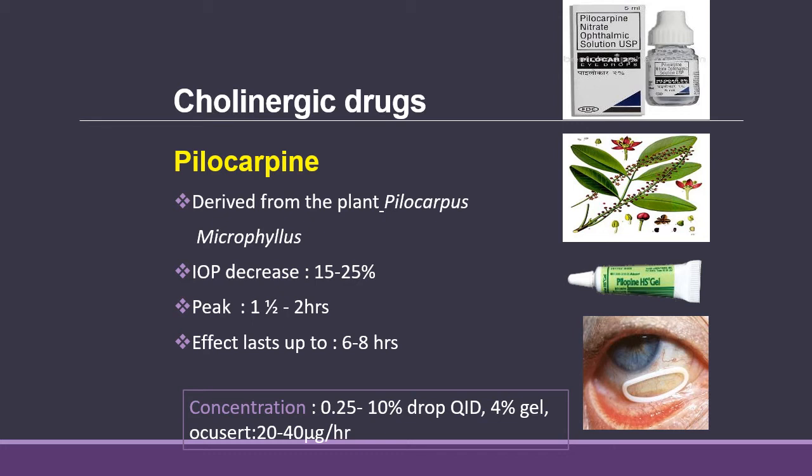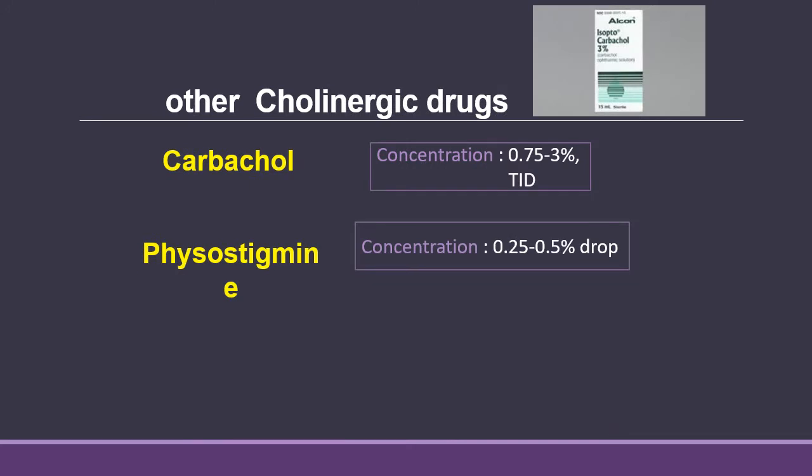It is a long acting biodegradable insert in the dose of 20 to 40 micrograms per hour. Another cholinergic drugs are carbachol and physostigmine. Carbachol is available in 0.75 to 3%. Dosing is 3 times a day. Physostigmine is 0.25% to 0.5%.